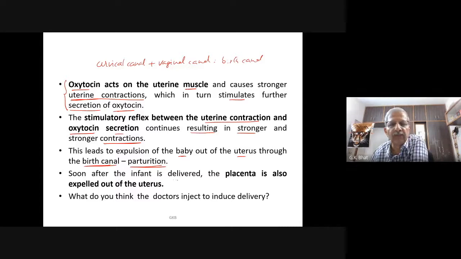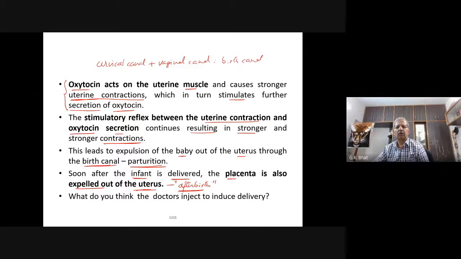Soon after the infant is delivered, the placenta is also expelled out of the uterus. This expelled placenta is a connection between the fetus and the maternal tissue. Once the baby comes out, the placenta is also expelled out of the uterus. And this placenta, which is expelled out of the uterus, is called by a term known as afterbirth.